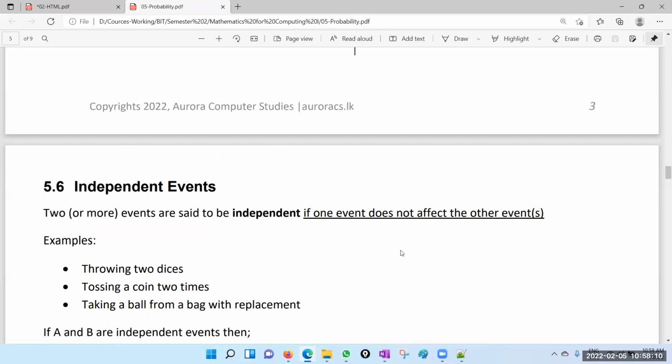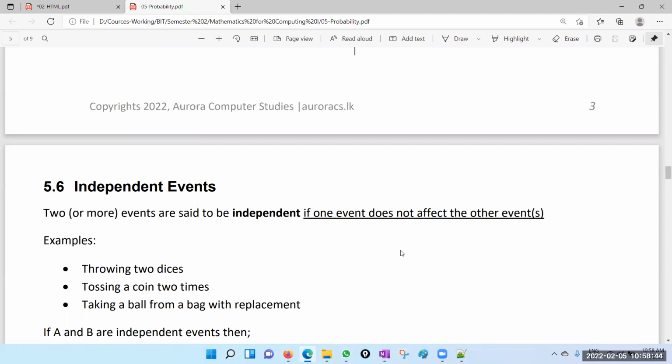Right. Independent events means two events are independent if one outcome does not influence the other outcome. So then it's a completely different concept. So the outcome of the first experiment does not influence the second experiment or the second event. Or rather we can say second experiment also. Okay. So then we say they are independent.